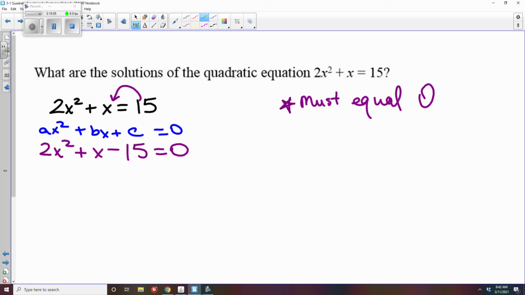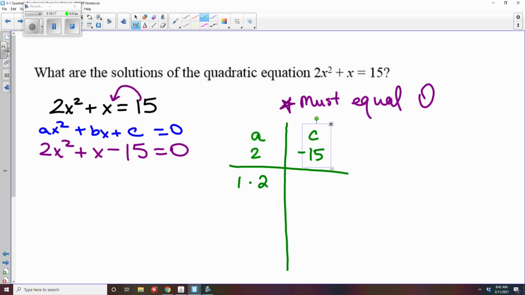And now we're back to finding factors of a, which is 2, and finding our factors of c, negative 15. So our factors of 2 are going to be what? You got it, 1 and 2. Factors of a negative 15. You got it. Perfect. Got our factors of our a and our c. Now we write our answer. So there we go. We have our 2 parentheses equals 0 again. So never forget that it always equals 0.